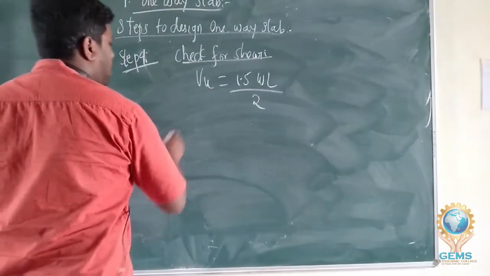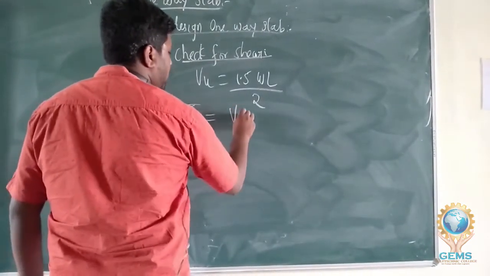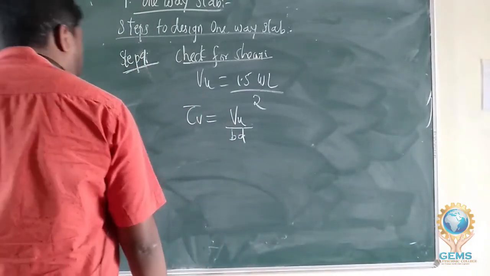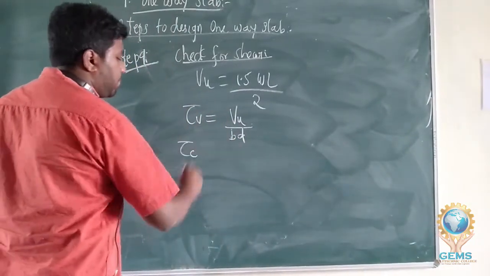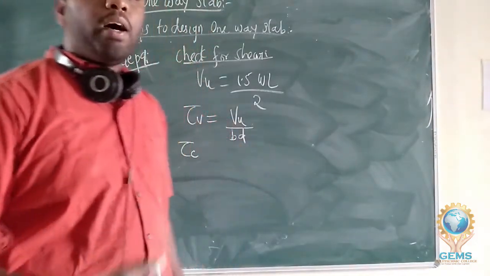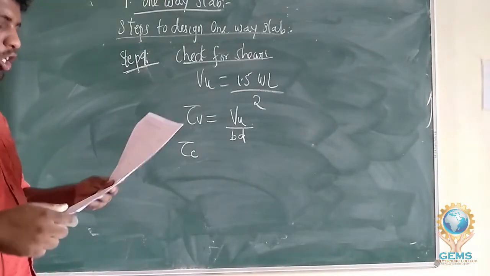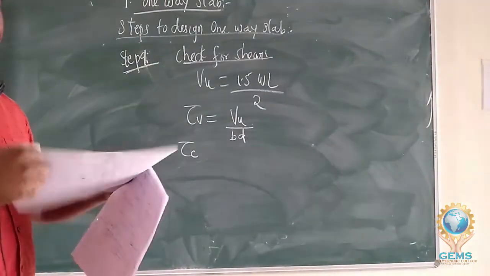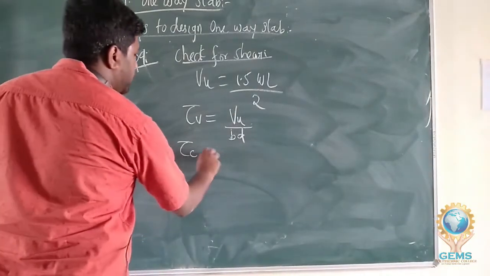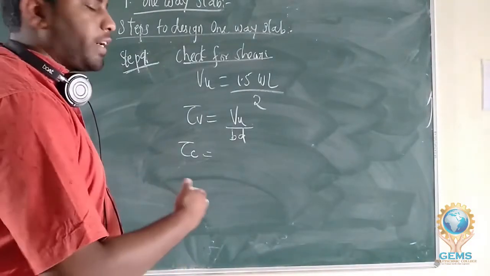Next one, you want to find the nominal shear stress. Tau v is equal to Vu by bd. That is in your code book. Vu by bd. Next, you have to calculate the tau c value. Tau c value is nothing but what? The design strength of the concrete. That design strength you will calculate using table number 19. So you will compare after finding the design strength of the concrete from table 19.